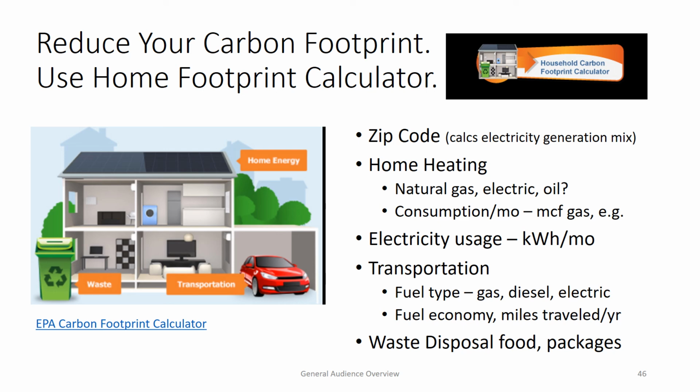There's a calculator, the EPA calculator. I encourage you to look at that. It's based on zip code, which gives your electricity mix, and then it asks what your home heating is, whether it's gas or electricity or oil, which is still around New England. What's your consumption for gas or whatever, and electricity usage, transportation. It also talks about waste disposal. How do you dispose of food and various packages? But go on that EPA site or just Google EPA carbon footprint.